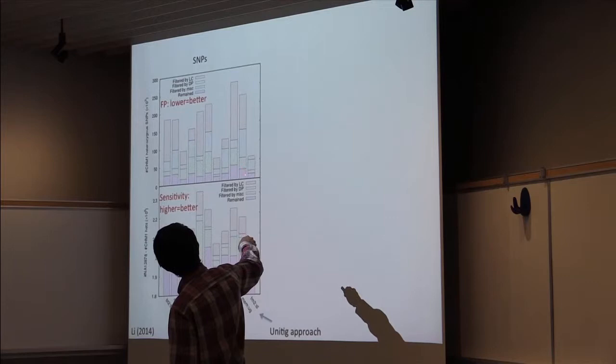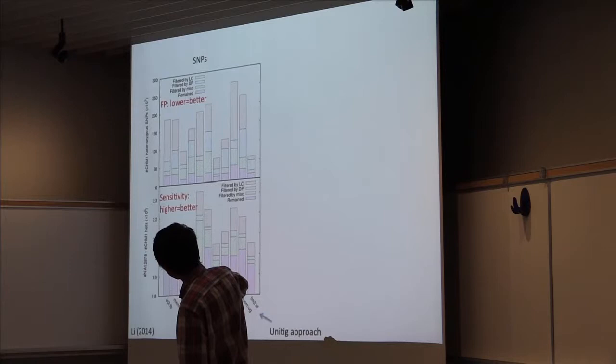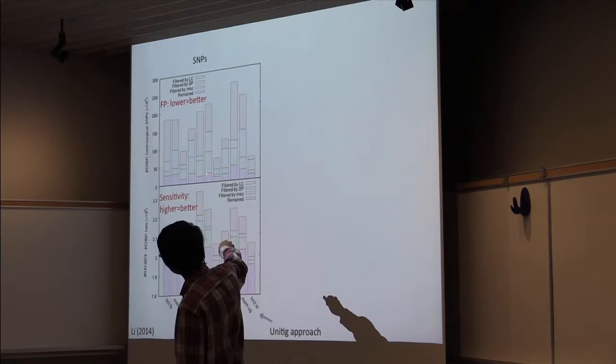How many heterozygote SNPs are left in this haploid sample? And for this one, the level is not down here. This means for this member-color combination, you call about 30,000 heterozygote SNPs in this haploid sample.